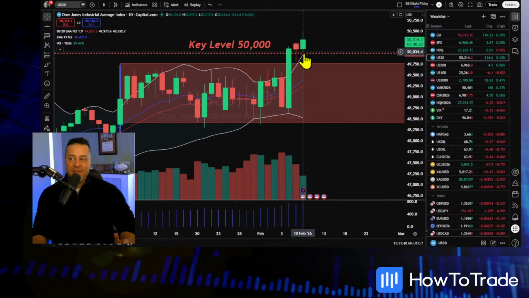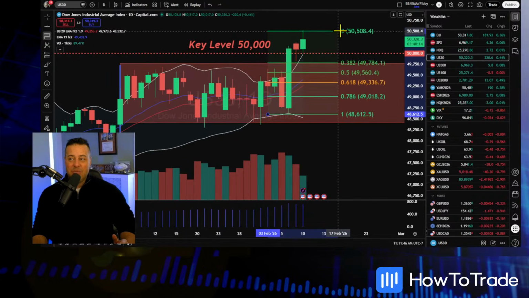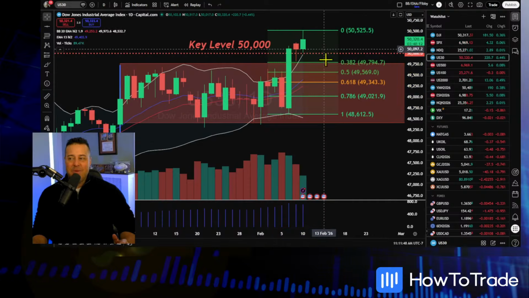Very simple read. Pull back, you hit 50,000, and you blew up from there. 50,000 is officially support until proven otherwise. Spike low, there's sort of a spike high. Potentially you could get maybe a pullback from like 49.8, but I doubt you get it. 50,000 really was the big level.